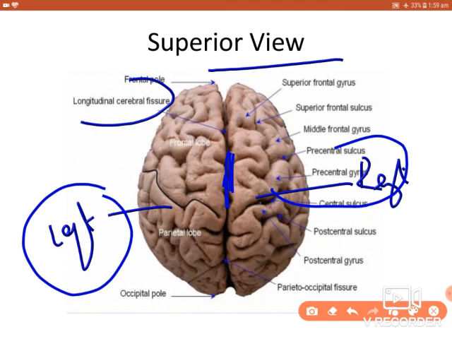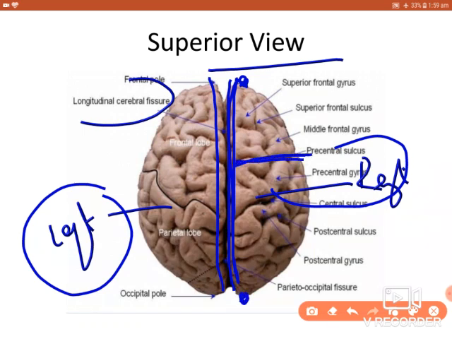Then here you can see this border, this is the supromedial border. Each cerebral hemisphere has 3 borders and 3 surfaces. This is the supromedial border of the right cerebral hemisphere. This is the supromedial border of the left cerebral hemisphere. This is the frontal pole, this is the occipital pole. This surface that you are seeing here is the superolateral surface.